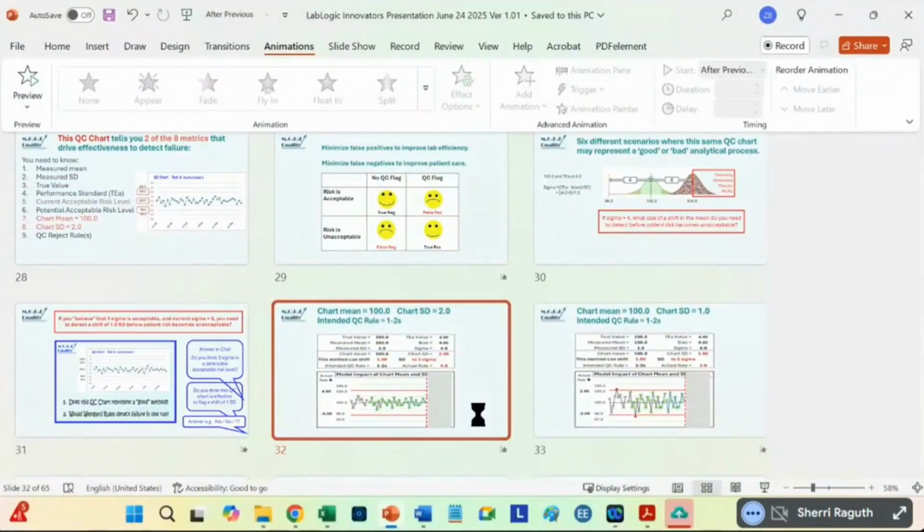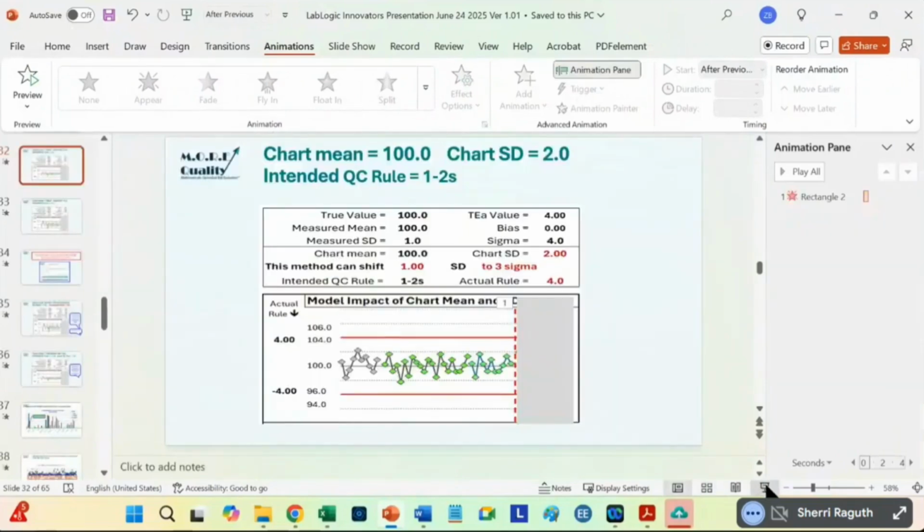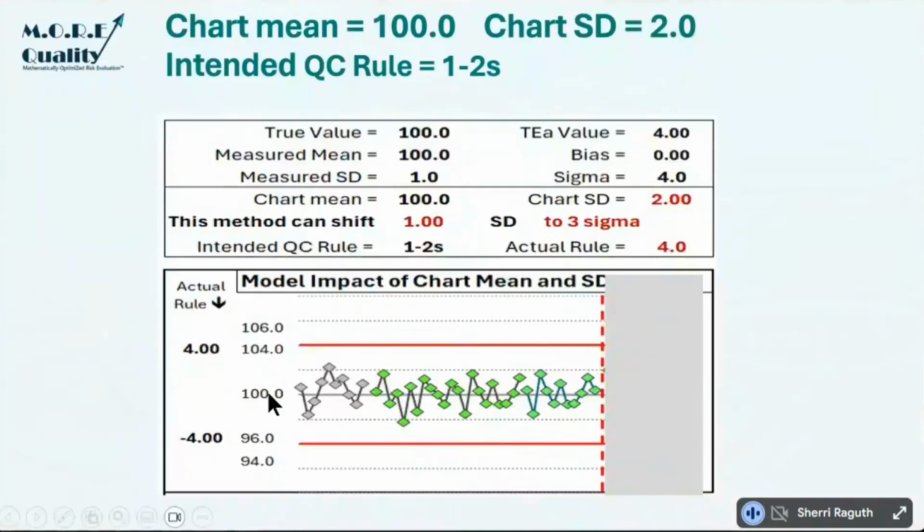Did that answer the question? What do you think, guys? Are you up with us with where she's going on this chart right here?